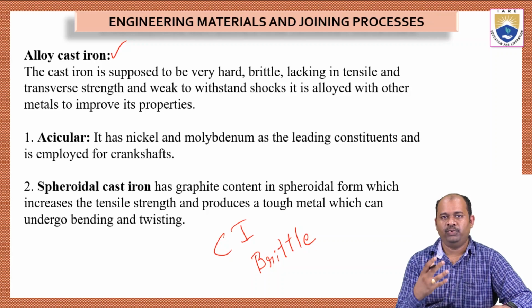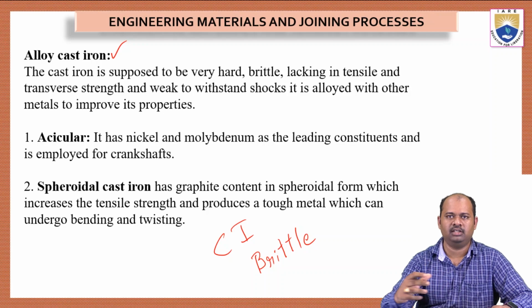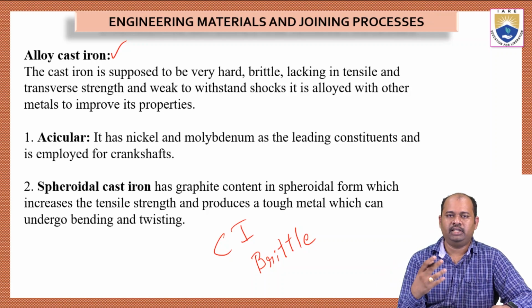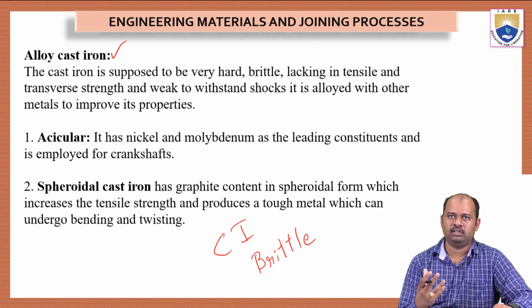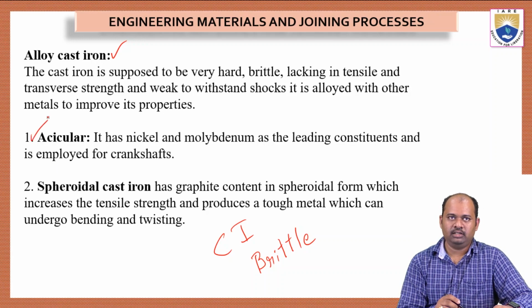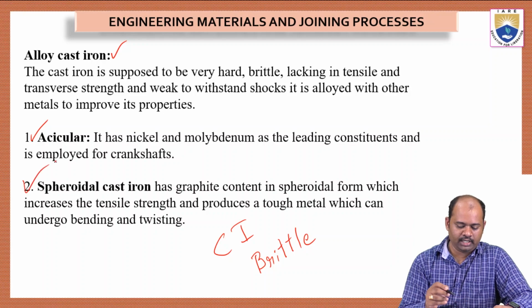That is why we have to apply some kind of technique or process on this cast iron in order to make it good in tensile loading as well as other types of loading while absorbing shocks. So that is why alloy cast iron is prepared. There are two types of alloy cast iron, where the first one is acicular cast iron and the second is spheroidal cast iron.